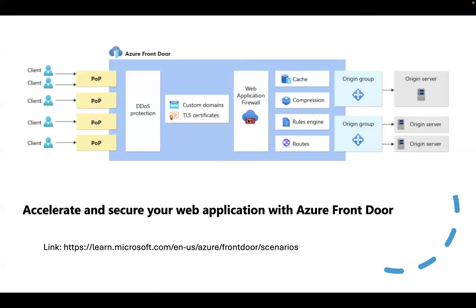The point of presence is very near, like the local post office, like a postman here. He knows to whom he should deliver. Such a kind of cache will be here. This is how it works, and it also has compression. So the cache will have compression, and there are rules engine rules and routes. In Azure Front Door also there are routing rules.